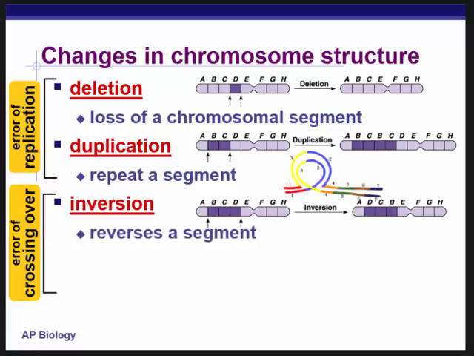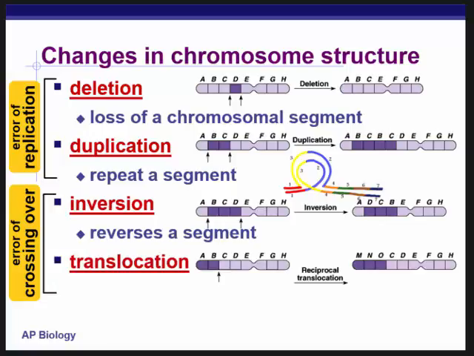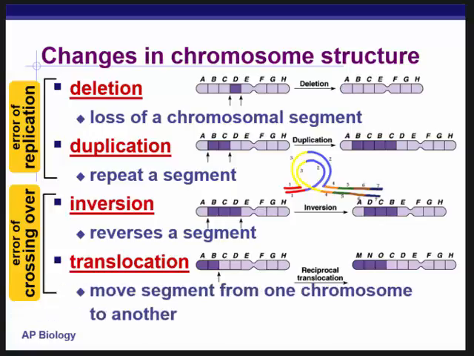Or you can have translocation, where one piece is taken off of one chromosome but actually put back on the end of a completely different chromosome. So you move a segment from one chromosome to another.